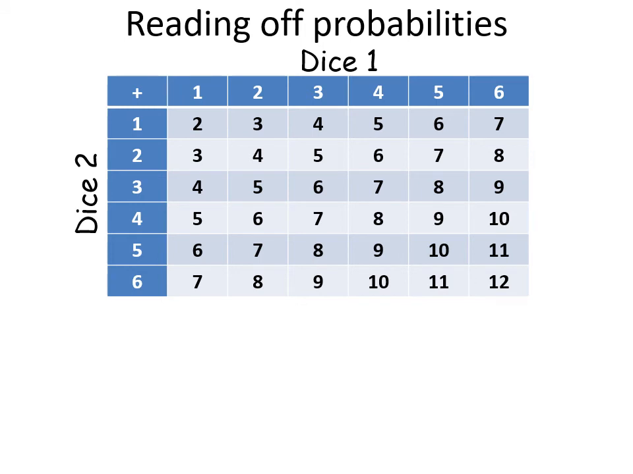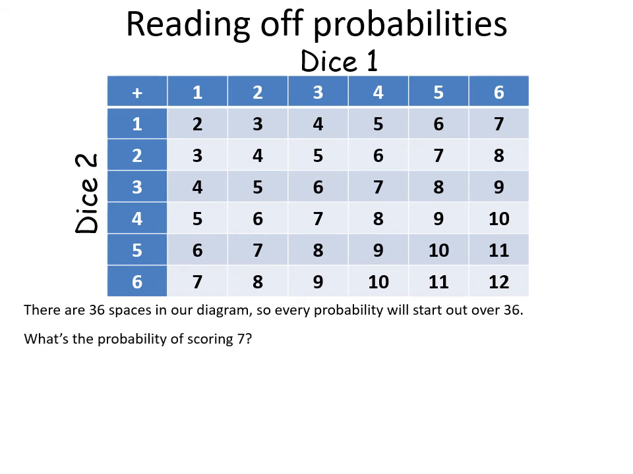Reading probabilities: again we have the same example, dice 1 and dice 2. We record the results and add them together. Since there are 36 spaces in our diagram, every probability will start out over 36. What's the probability of scoring 7, as we just discussed on the previous slide? The probability of scoring a 7 is 6 over 36, and don't forget to simplify, so this is 1 over 6.